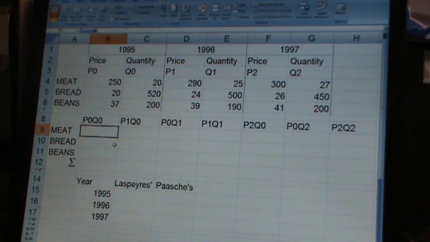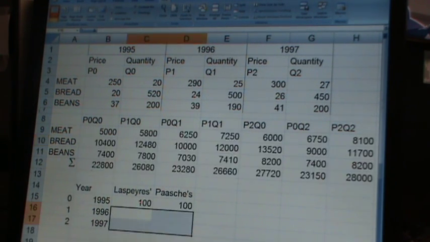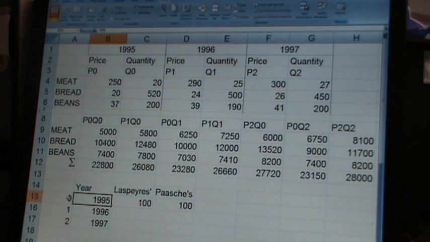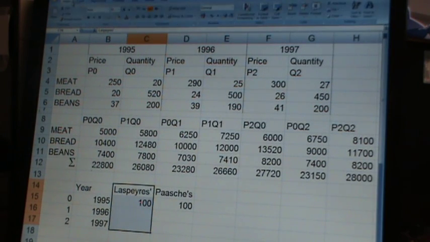Okay, very quickly I will do it for P0 Q0 for meat, therefore it will be 250 times 20. Okay, now to save time I've already calculated them, so after calculation you should get something like this. Okay, now because year 1995 is our base year, year 0, the Laspeyres and Paasche index value will be 100.